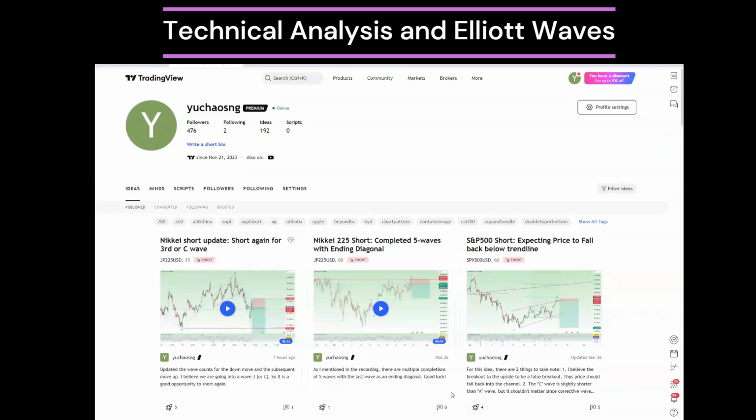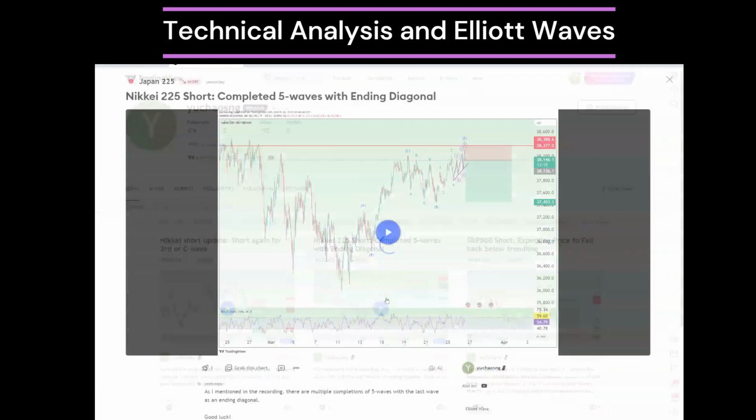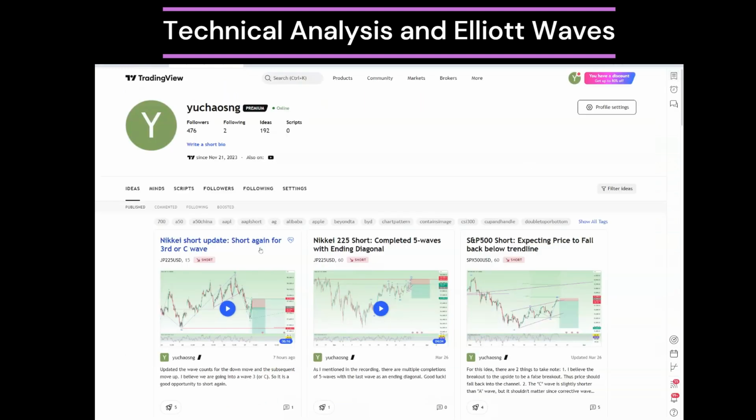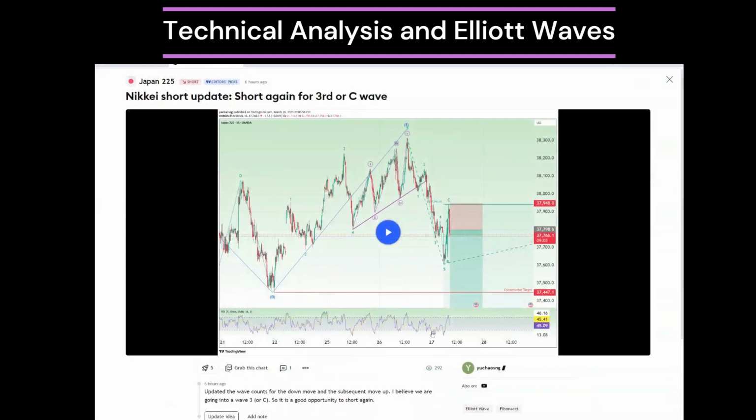My last update was also on the Nikkei 225. On the 26th of March, which is yesterday actually, I noticed the ending diagonal over here, and I said that it's a good opportunity to short. Then just today, 6 hours ago, we have completed this 5 wave down after this ending diagonal, and then I note that there is an ABC.